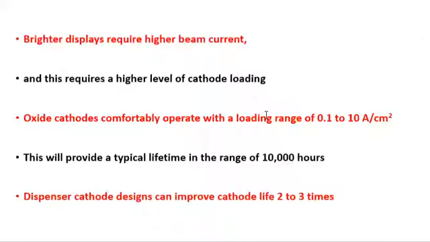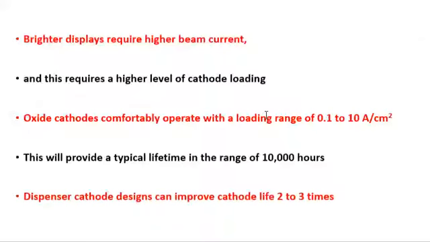Now, brighter displays require a very high amount of current, because when the current is very high, the coil will be heated more and emit more electrons, and the more the electrons, the higher the brightness. This definitely requires a higher level of cathode loading. That is, whenever the current is very high, the cathode will be producing more electrons, therefore it is overloaded. Sometimes the oxide of these cathodes is okay to operate within the range of current from 0.1 up to 10 ampere per centimeter square.